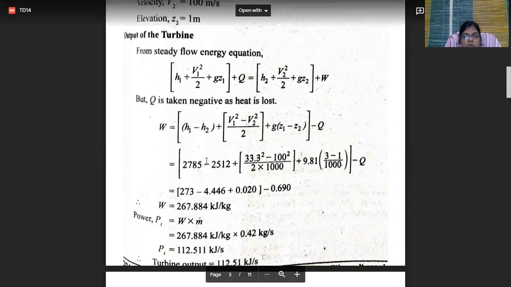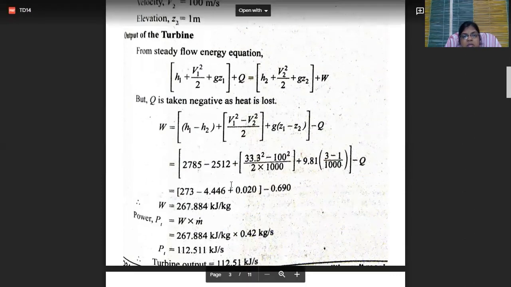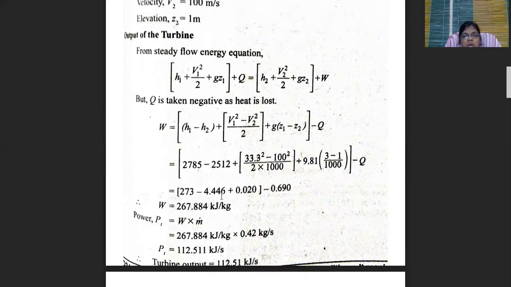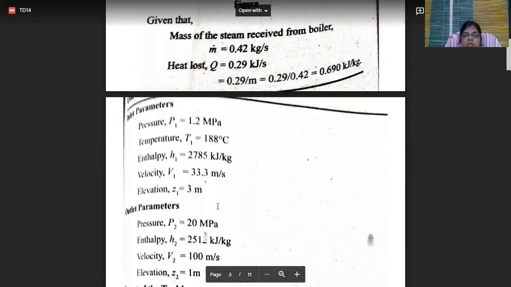So here h1 value, h2 value, v1 square value, v2 square value, and g is 9.81. So elevation is 3.3 minus 1. Here why we considered 1000? Why we consider 1000 is nothing but kilo here, because work done is kilojoule per kg. Here Q also we take in the form of kilojoule per kg.